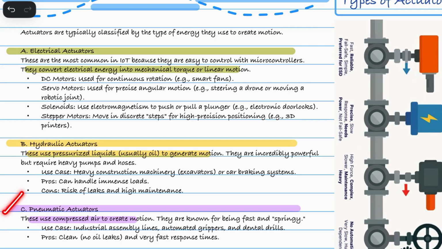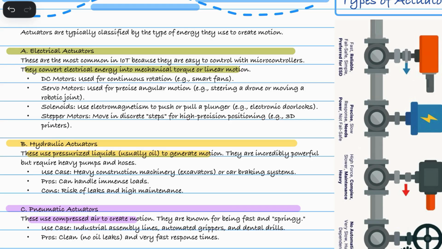Then we have pneumatic actuators, right? Instead of oil, they use compressed air. They are incredibly fast, highly responsive and structurally clean, because if there is a leak, it's just air escaping into the room. There is no hazardous oil leak. And they also possess a natural mechanical springiness. You'll see these everywhere on high speed industrial assembly lines, running pneumatic grippers that rapidly pack products into boxes.